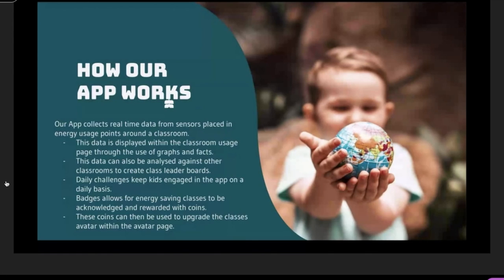There's 5 main screens in this application. The first one is the usage, and that's in the data forms of the graphs and so forth. Then there's also the leaderboard page, where you're versing against other classes in the school to see who is being more wise about their energy usage.